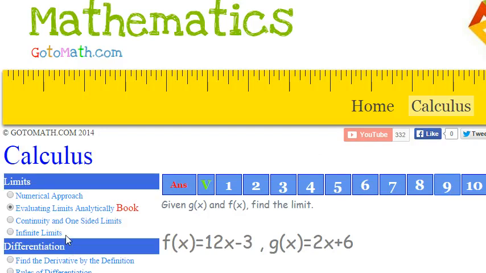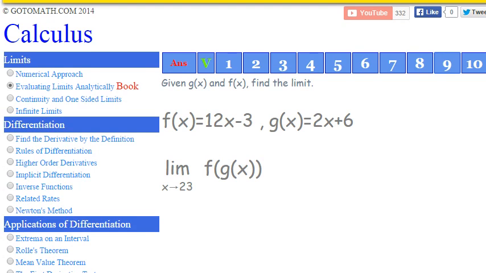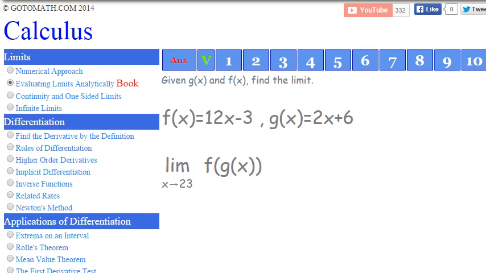Alright, we are working some calculus and we're looking at evaluating limits analytically, and we're in this section right here. For those of you who might be watching this somewhere else besides on this website, we've got two functions here, and we have the limit as x approaches 23 of f of g of x.